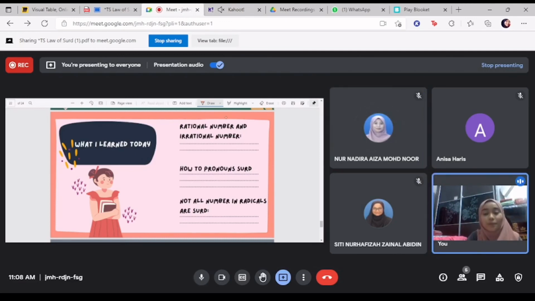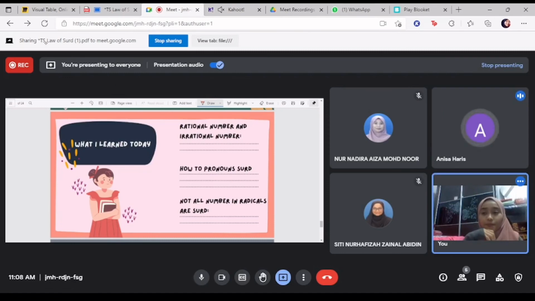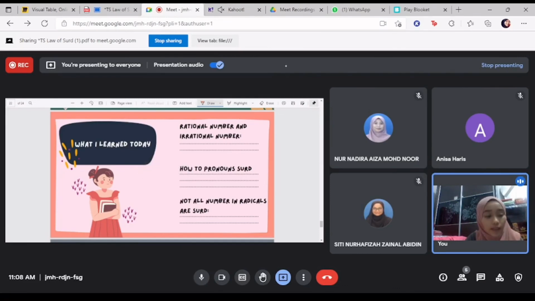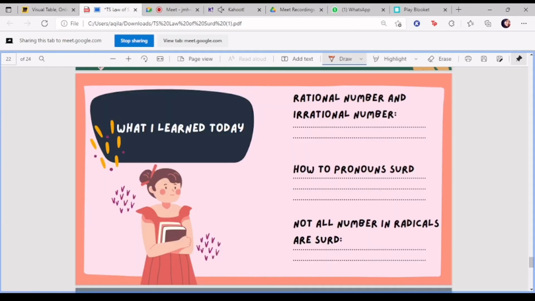Next, how to pronounce surd? Any volunteer? Me. Okay, Anisa, proceed. The number inside the radical, we call it the radicand. And for the outer number, we call it the index. Yes. So, how about not all numbers in radicals are surds? Me teacher. Okay, Hafiza. When we simplify the number with a radical and we get the value as an integer or repeating decimal, we cannot call it a surd.